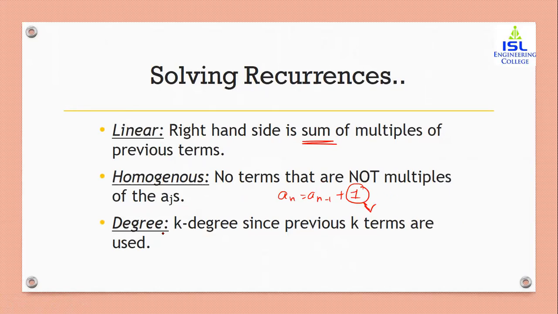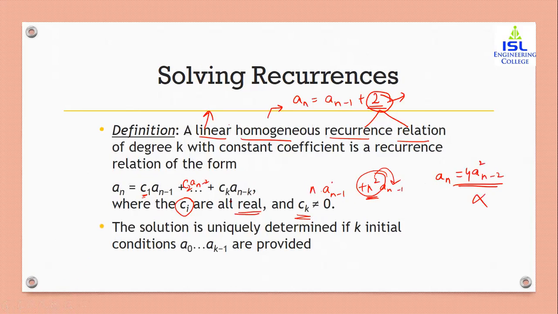Now, what is the degree? Apart from that, one more thing we can see over here is that we have constants. C1, C2, Ck are all constants. The coefficient of a_(n-1) is C1, and the coefficient of a_(n-k) is Ck. So the coefficients of the terms of the sequence are all constants rather than functions. They are not functions like n squared, n, etc.